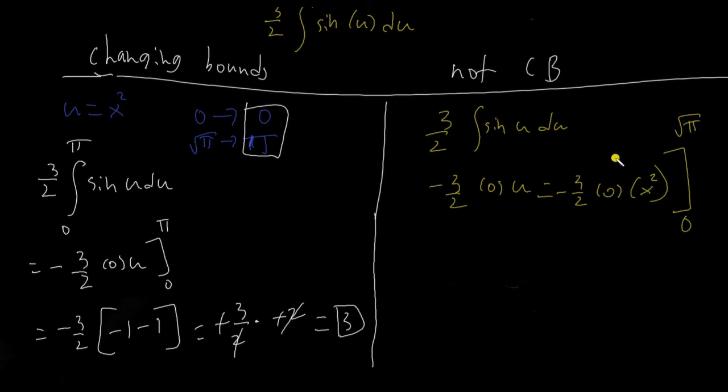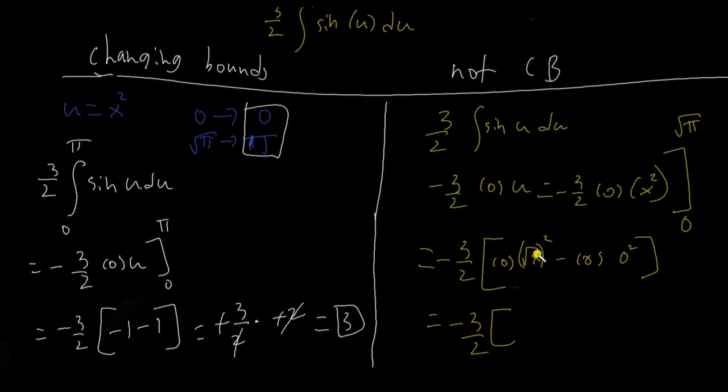I'm still using the old bounds because these are the bounds for x. These were the bounds for u over here. So evaluating this is going to give me negative 3/2 times the cosine of the square root of pi squared minus the cosine of 0 squared. The square root of pi squared is going to be pi, and then cosine of pi is -1, and then cosine of 0 is 1.